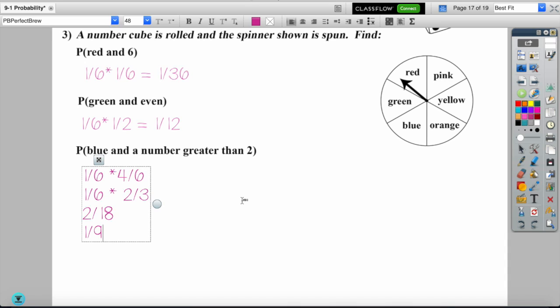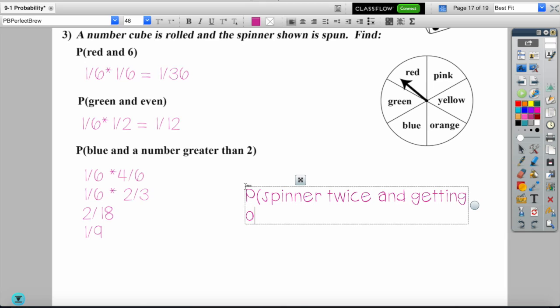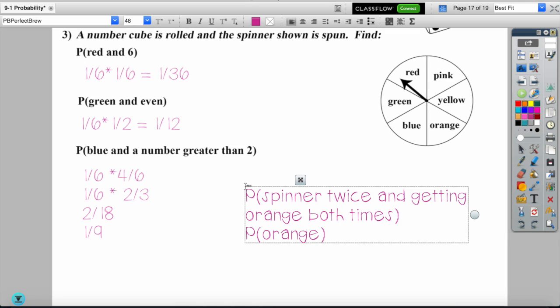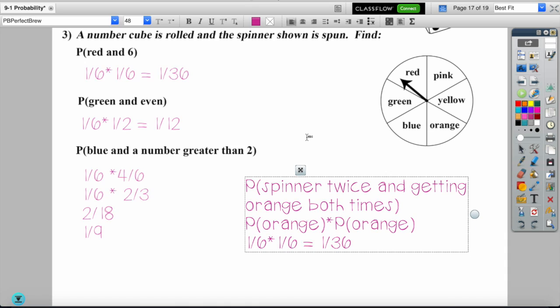Now, I do realize, again, these are some very basic examples. We could go further. What if it asked you, what's the probability of spinning the spinner twice and getting orange both times? Okay, one spin has no effect on the other, so those are still independent events. So we'll look for the probability of getting orange the first time, and multiply that by the probability of getting orange the second time. Well, the probability of getting orange is 1/6, times the probability of getting orange again, which is 1/6, which is a total of 1/36.